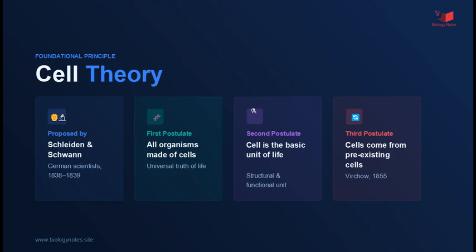Cell theory is one of the most important principles in biology. It was proposed by the German scientists Schleiden and Schwann in the 19th century. The first postulate states that all organisms are made of cells. The second postulate says the cell is the basic structural and functional unit of life. The third postulate, given by Virchow, states that all cells come from pre-existing cells.